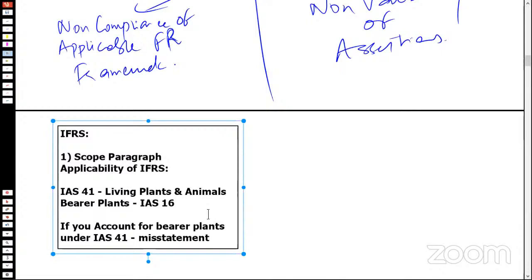So when we talk about non-compliance of the applicable financial reporting framework, the non-compliance could be with respect to a lot of things, and amongst those, one of them is the scope paragraph. What is that scope paragraph? The applicability of the IFRS. If the IFRS is applicable on a transaction and you apply it, that is okay. But if the IFRS is not applicable on a transaction and you apply it, that is not going to be considered okay.